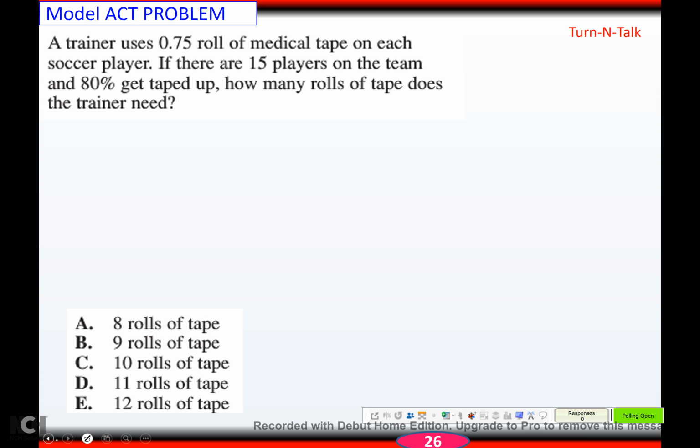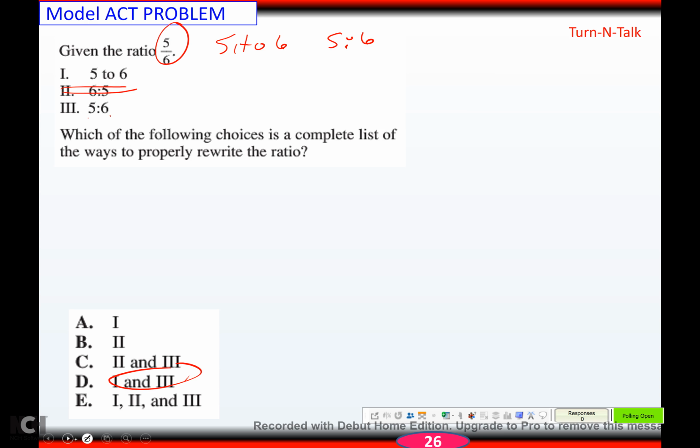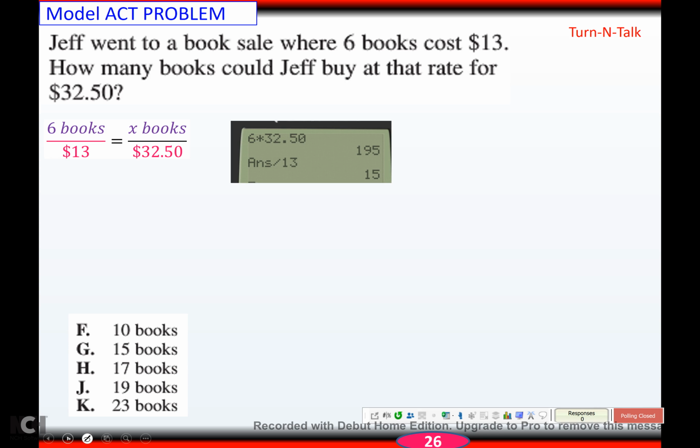Wait, did I skip one? Yes, I did. Okay, sorry, my bad. All right, you try this one. Kind of silly of me to leave the answer up there. Sorry. All right, again, sorry about that.